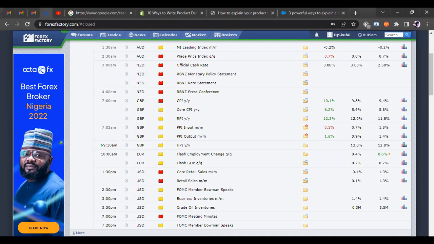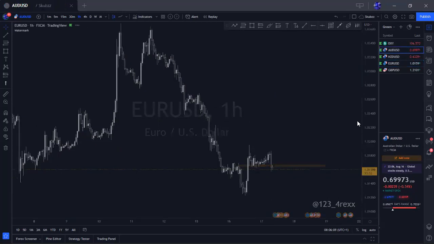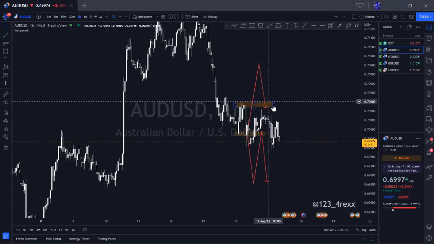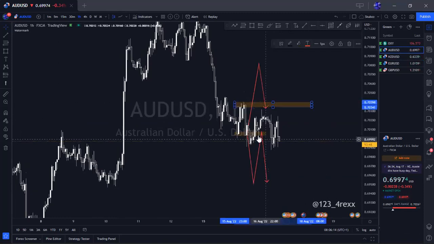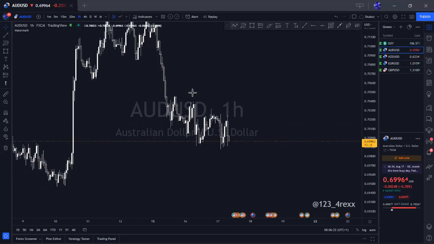Oh, can you guys see my TradingView? Let's start with NZD USD. So NZD USD, what I had on NZD USD yesterday, but honestly, up to now, price has not done what I expect. I mean, what I want to see yet. So I'm still neutral on this pair.